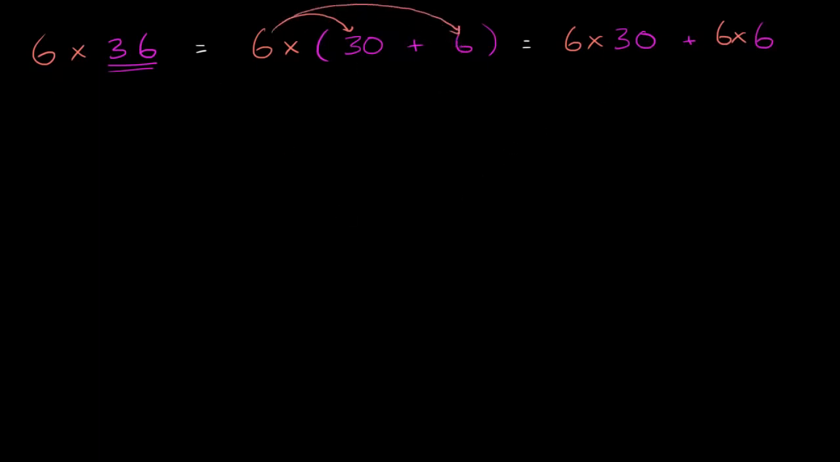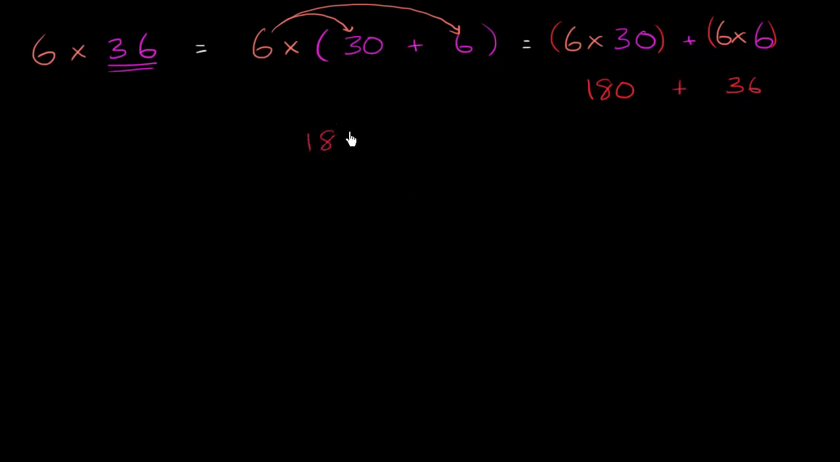Now, why is this useful? I'm going to put parentheses to emphasize we're going to do the multiplication first. In general, when you see multiplication and addition in a row like this, and division, you want to do your multiplication and division first, then do your addition and subtraction. So what's 6 times 30? Well, this is easier to calculate. 6 times 3 we know to be 18, so 6 times 30 is going to be 180. And 6 times 6, we know that's going to be 36. So this is going to be 180 plus 36.